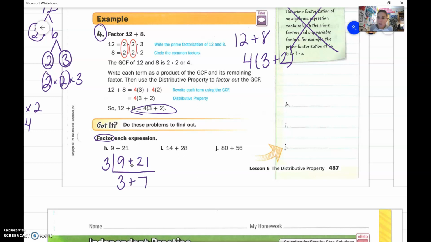Now I have 3 and 7. I want to make sure that I cannot take out any other number, meaning that those numbers don't have a common factor. So 3 and 7, the only common factor that they have is 1. And if I take out a 1, I'm still going to be left with 3 plus 7. So we're going to leave it how it is.